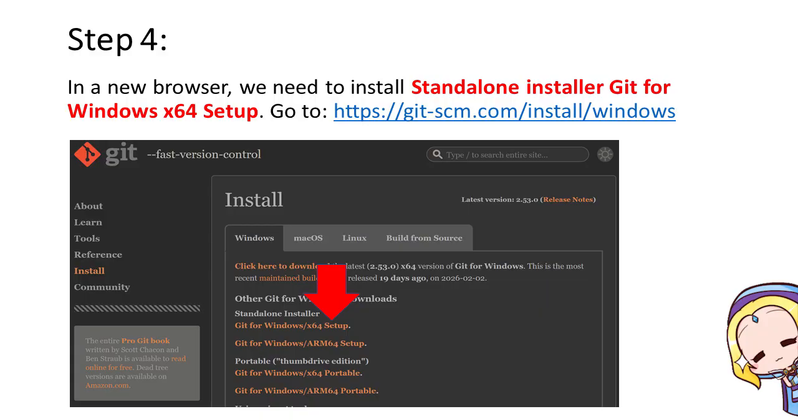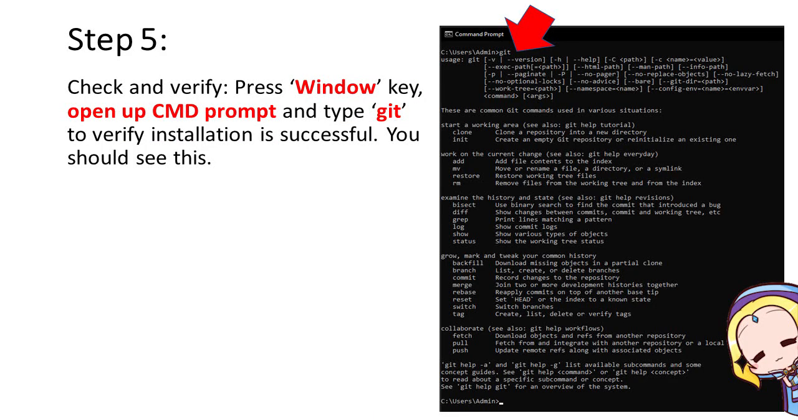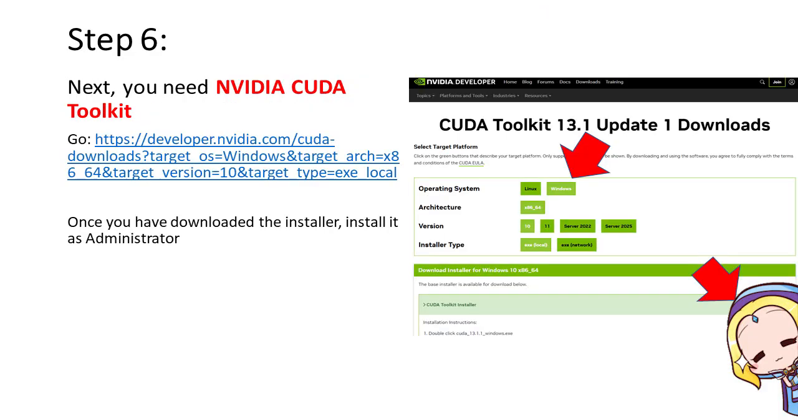In a new browser, we need to install standalone installer Git for Windows x64. Step 5 is verifying that you have installed Git correctly. Check and verify. Press Window key, open up CMD prompt and type Git to verify installation is successful. You should see this.